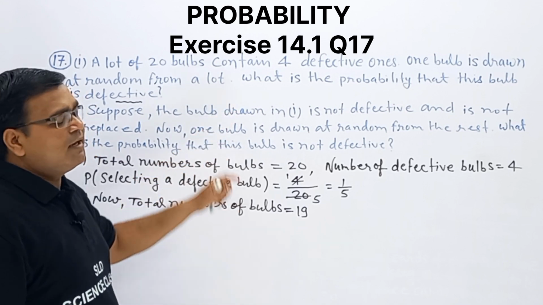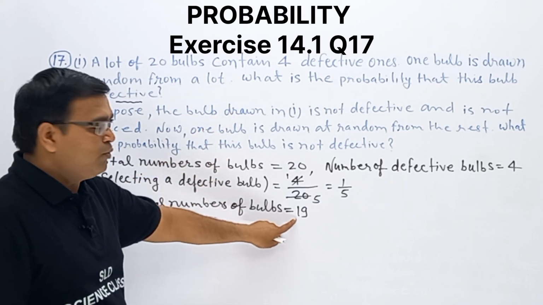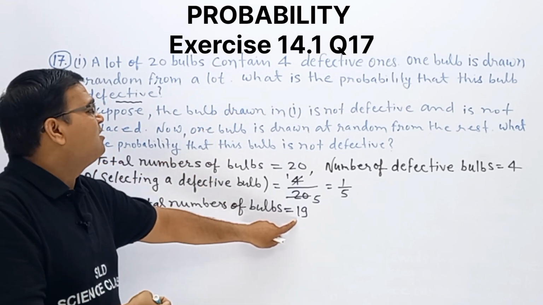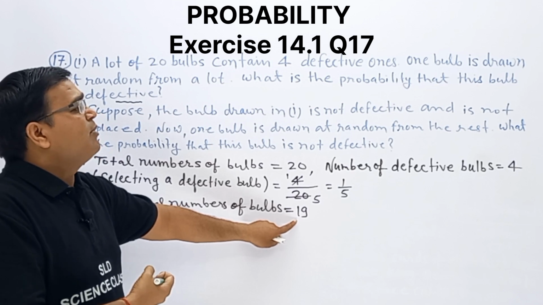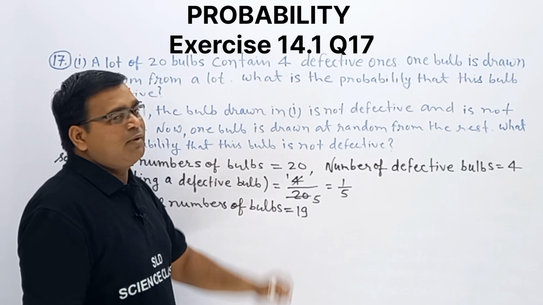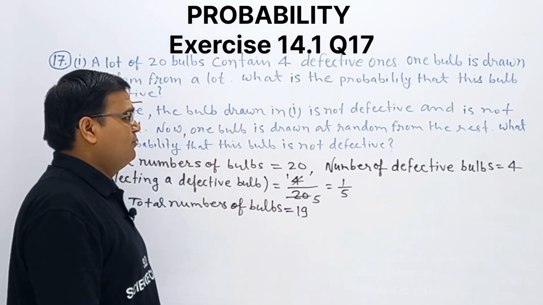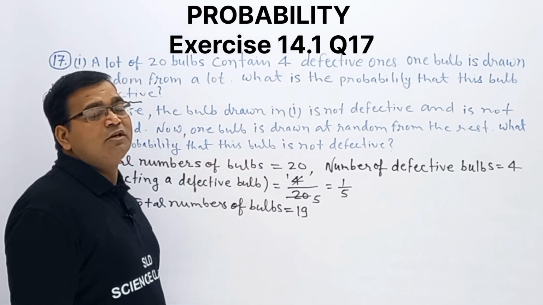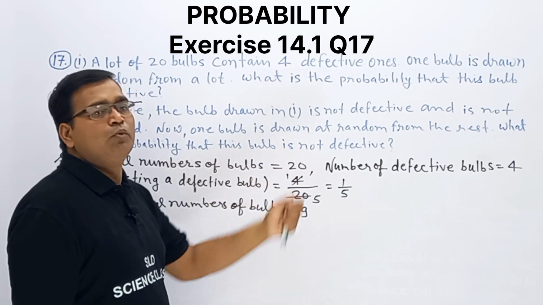Once we do this one, then we are getting total bulbs 19. From these 19 bulbs, we are drawing one bulb. Clear? What is the probability that this bulb is not defective? Not defective. This bulb is not defective.